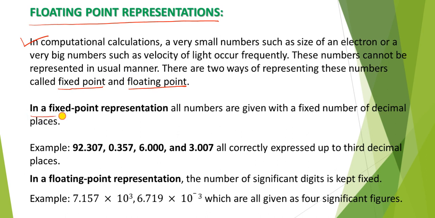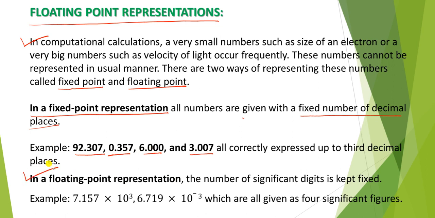In the fixed point representation, all the numbers are given with a fixed number of decimal places. Say for example 92.307, 0.357, 6.000 and 3.007. These numbers are correctly expressed up to the third decimal place. So this is the fixed point representation of a given number.